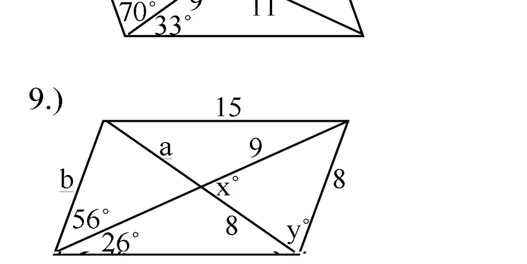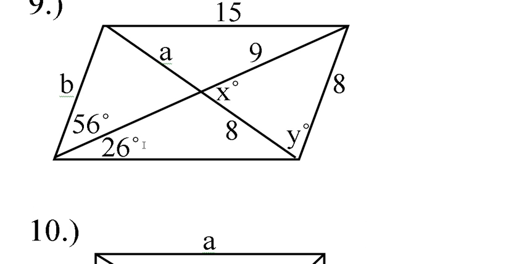Next up, number 9. Here we have another parallelogram. We're told it's a parallelogram. Opposite sides are congruent, so B is 8. The diagonals bisect each other, so A is 8 because these two have to be congruent, and these two things have to be congruent. So this piece would be 9, not that we need it. Okay? Now, to find X and Y here, it's going to get a little bit trickier.